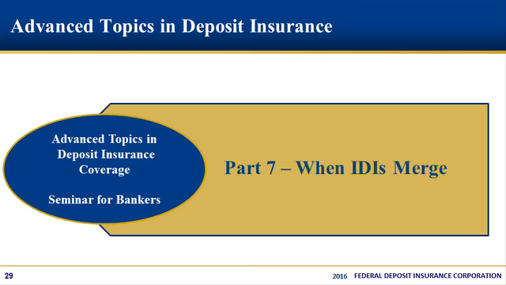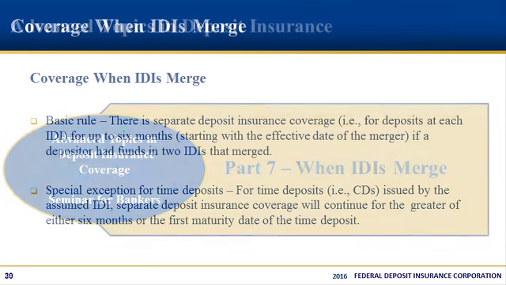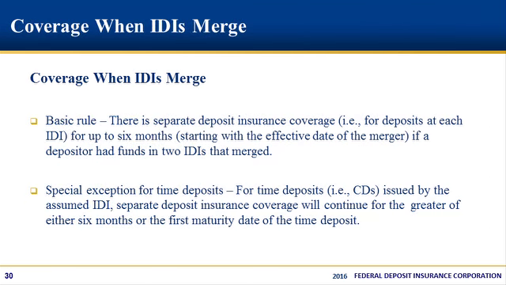Part 7. When banks merge. What is the insurance coverage when a depositor has accounts in two banks that merge? Well, when two banks merge, the accounts are insured as if the banks were still separate legal entities for 6 months. Now, there is a special exception for time deposits, such as certificates of deposit. Time deposits that were issued by the former bank are insured for the greater of either 6 months or the first maturity date of the time deposit.